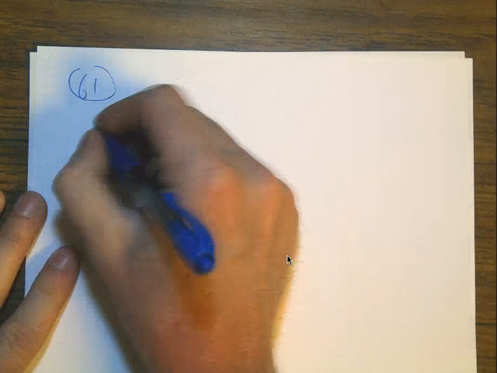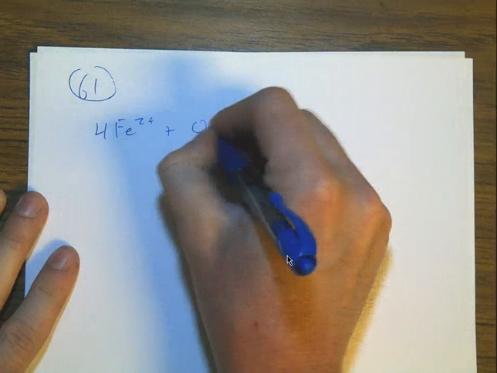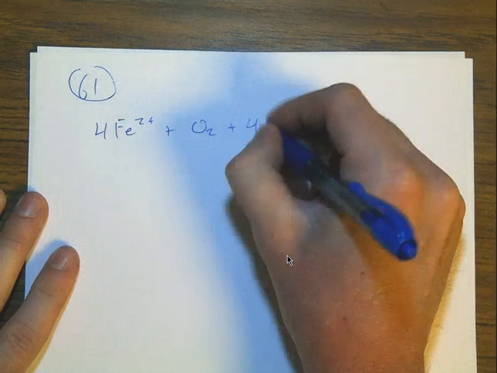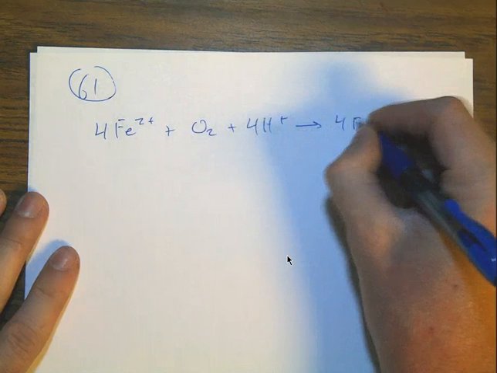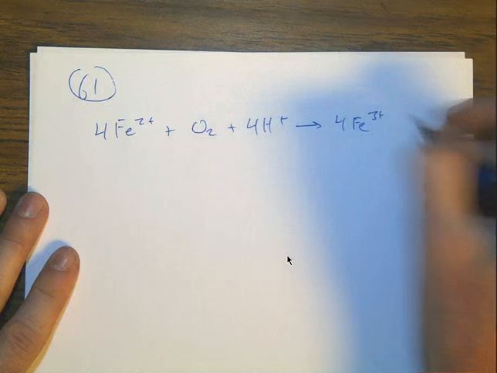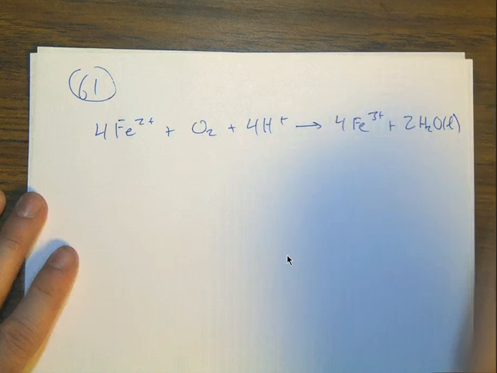So on problem number 61, you had a reaction. The reaction that it showed was 4Fe2+ plus O2. It was an electrochemical cell, and what you're trying to do is figure out the voltage produced. In the first part of the question, they're asking for it under standard conditions.